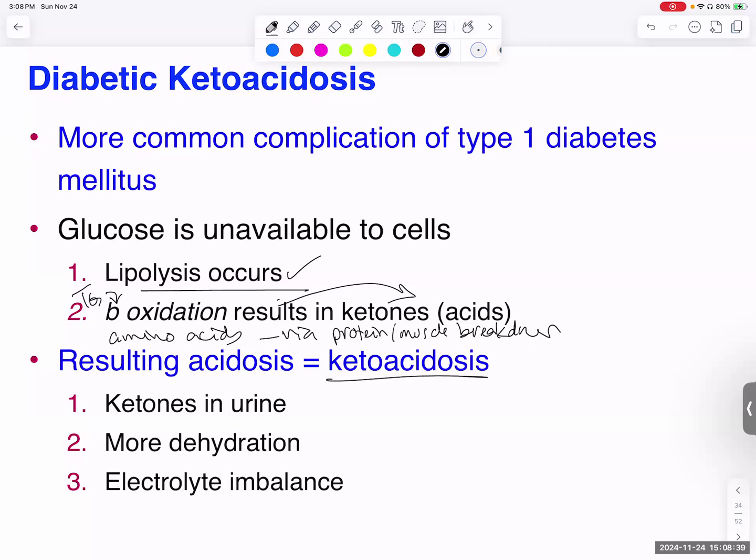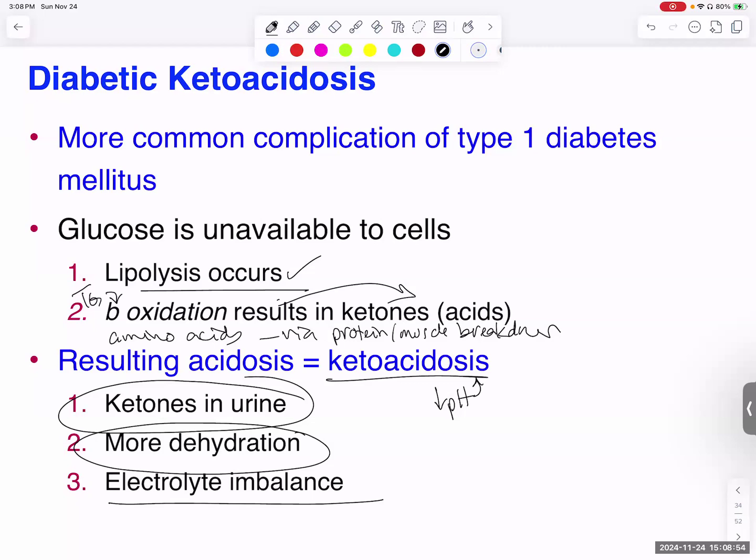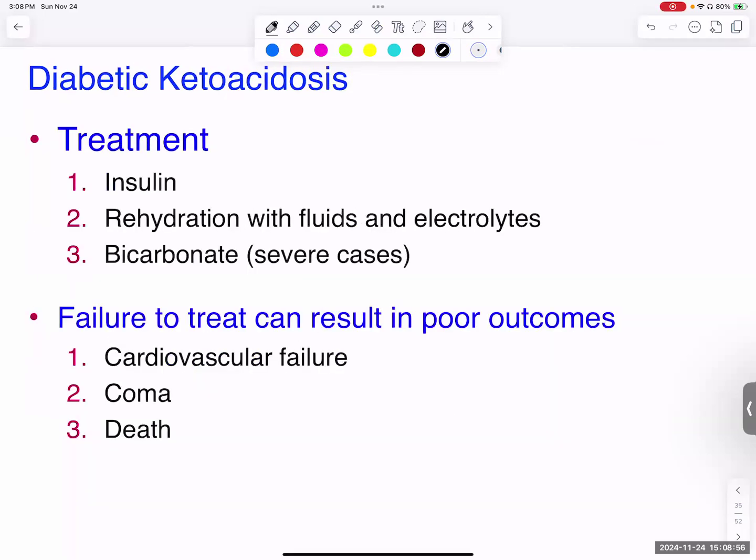And if you get too acidic, you have a drop in pH, it's called ketoacidosis. So you start seeing ketones spilling over into the urine, which leads to more dehydration because water follows ketones, and you're going to have your electrolytes imbalanced. And this can lead to diabetic coma.